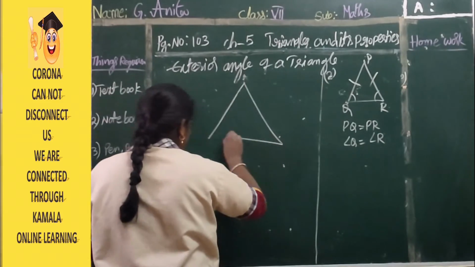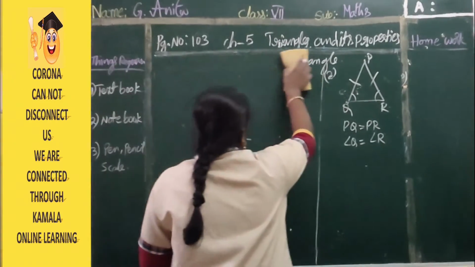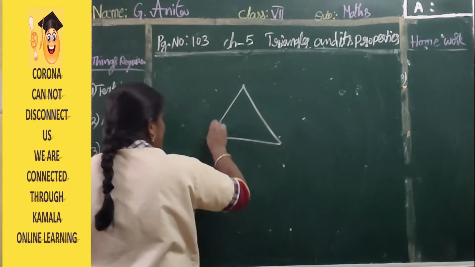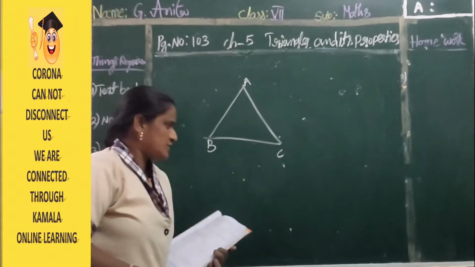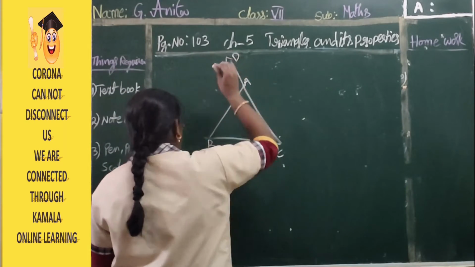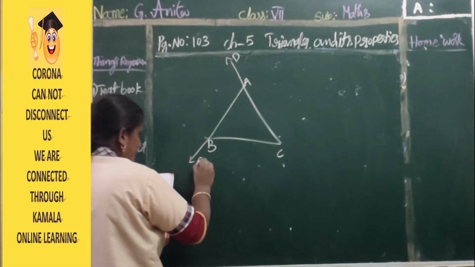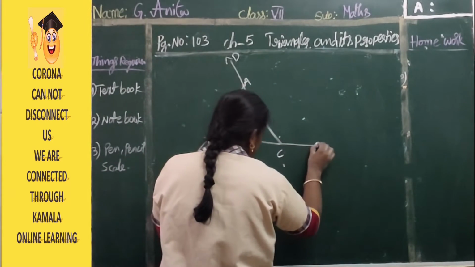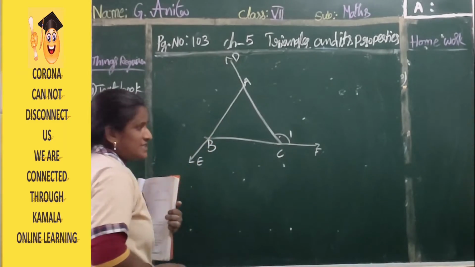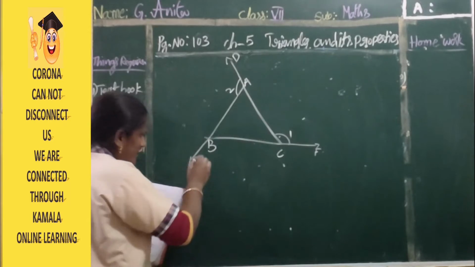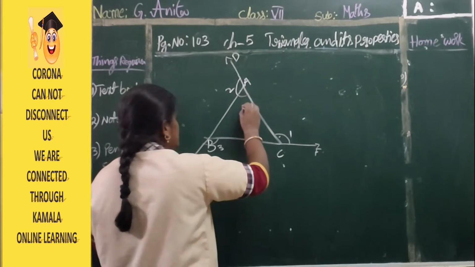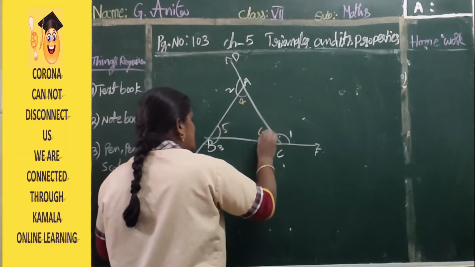So we draw triangle ABC, and it has exterior angles. Look at your textbook, I will explain how it is possible. In triangle ABC, A will be extended till the point D, B will be extended till the point E, and C will be extended till the point F. So we know this is an exterior angle, this is exterior, and here this is exterior. Clear, children? Which angles are interior? These are the interior angles: 4, 5, 6.